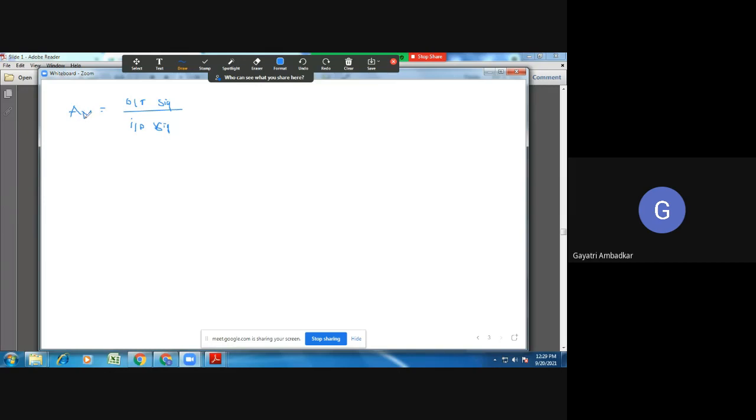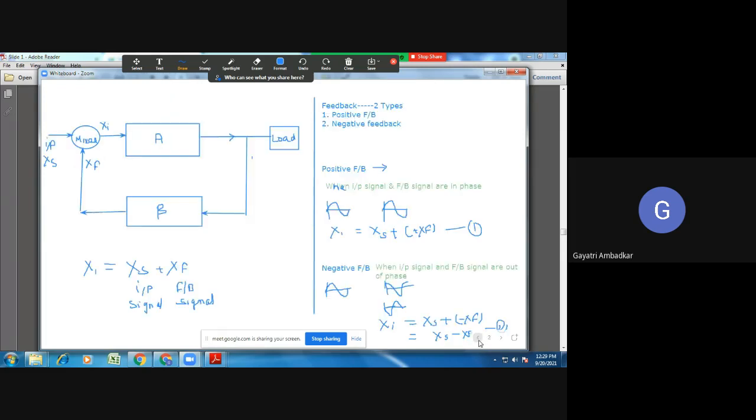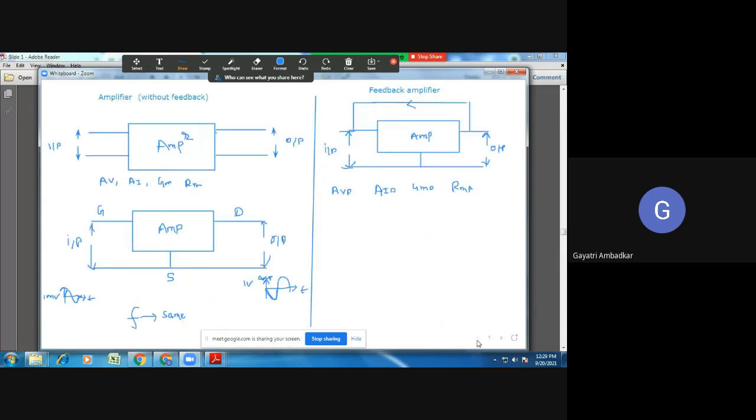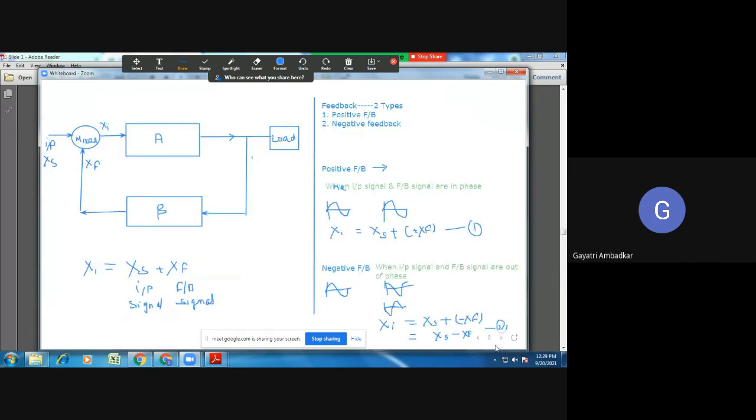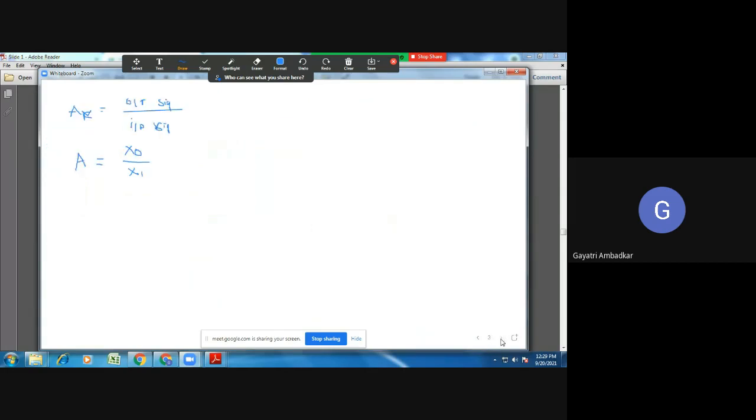I want feedback, so I will call it feedback. First of all, what is A without feedback? It is the ratio of output of an amplifier, Xo, upon input to the amplifier, Xi. Correct? What is the gain without feedback? I have to consider a single amplifier A, so my input signal may be Xi and output signal may be Xo. It may be voltage or current, so I can have my voltage gain or current gain as the ratio of Xo upon Xi. This is gain without feedback.